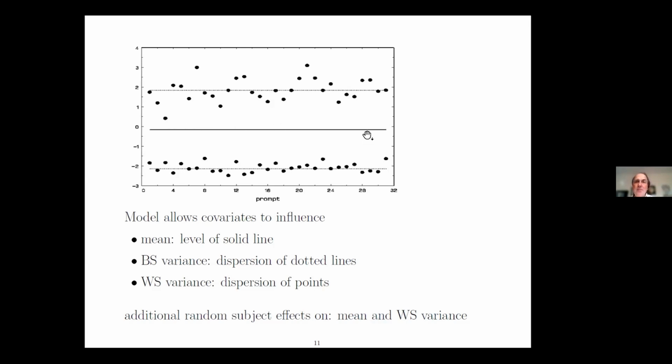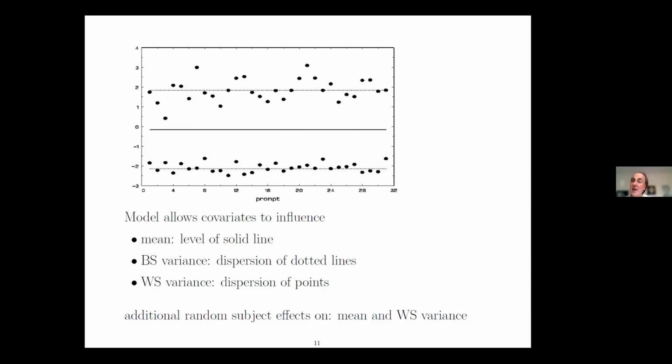Now in this mixed model, I've got one subject above and one subject below for illustration. The spread of those dotted lines represents the between subject variance. So that's what we're also going to be modeling. Why is it, let's say, that older people are more different from each other than younger people?